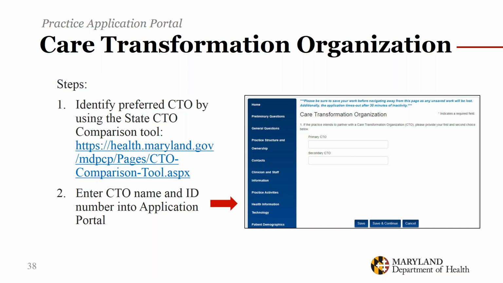So some questions are going to ask about where you are currently. Other questions will ask what you're willing to do to be able to meet care transformation requirements in the future. But just keep in mind that you're not expected to have every single one of these things at the time that you apply.